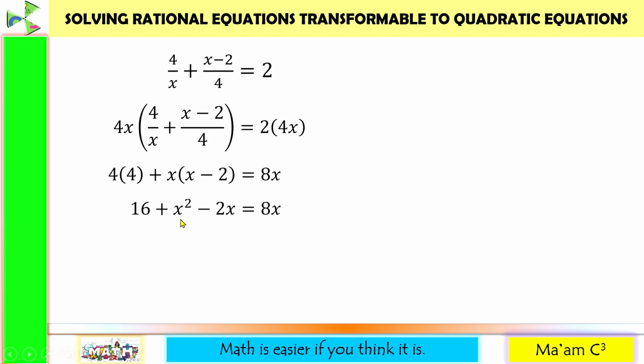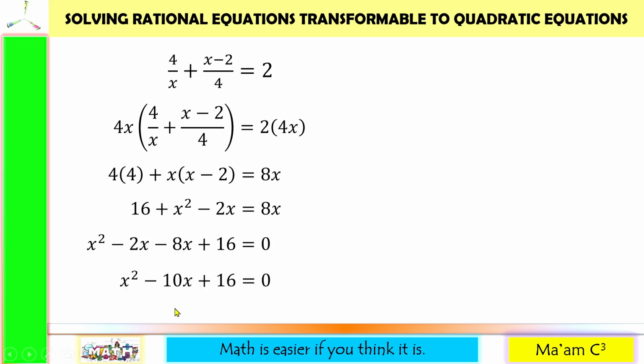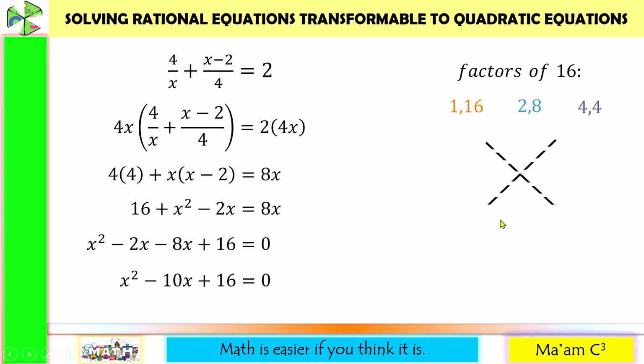So we have x squared minus 2x minus 8x plus 16 equals 0. Negative 2x minus 8x is negative 10x. Now let us determine the factors of 16. These are 1 and 16, 2 and 8, 4 and 4. Let's bring out our magic x. Let us put on the top our constant term, 16. And at the bottom is the coefficient of our linear term, negative 10.